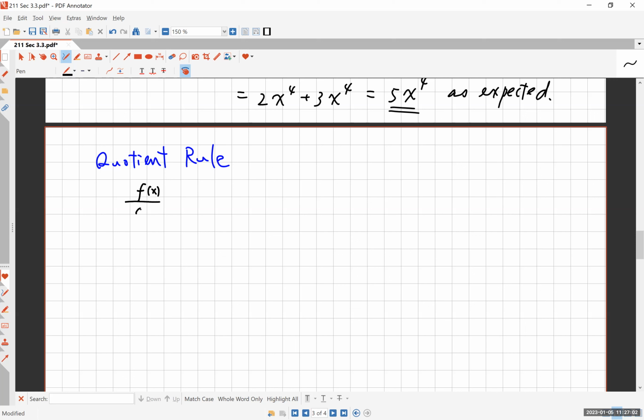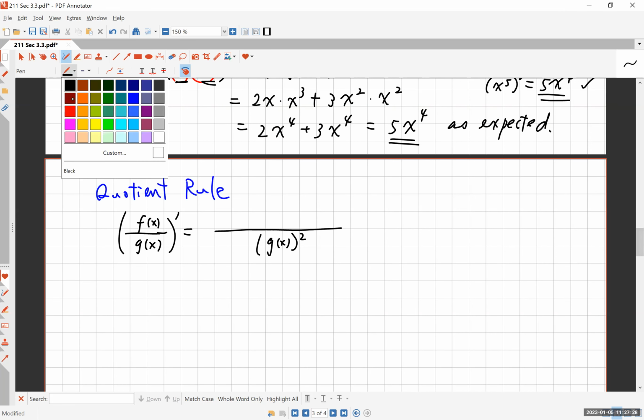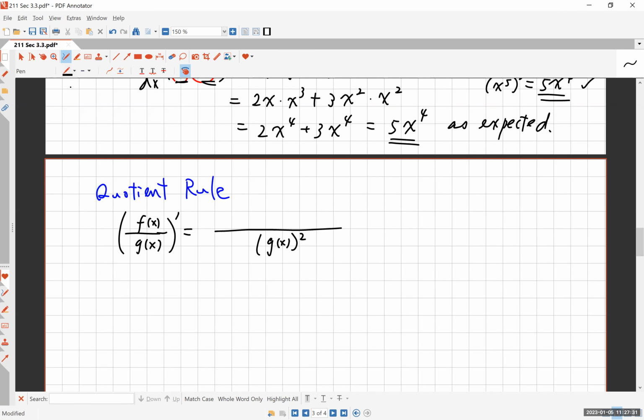Unfortunately, this is quite more complicated than the product rule. So the first thing you remember here is you square the denominator. Why? Well, as I said, I'm not showing you the step-by-step proof of this. In fact, our textbook doesn't have it written. But if you look at some other books, you can find the proof of the quotient rule.